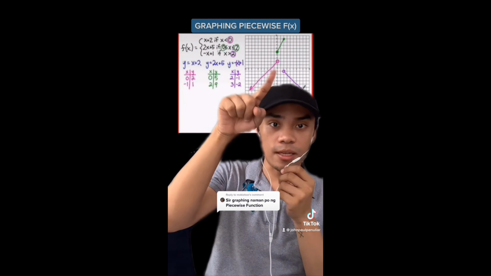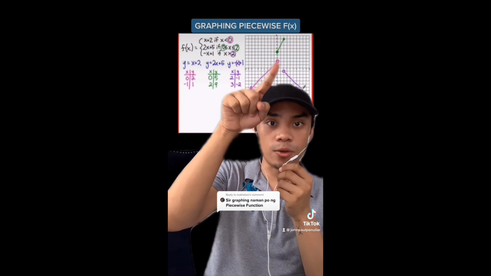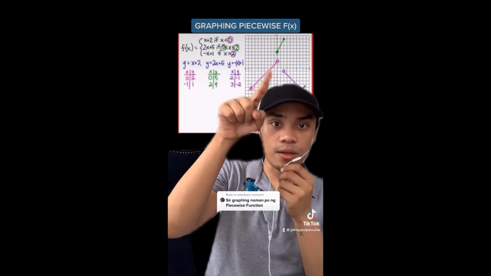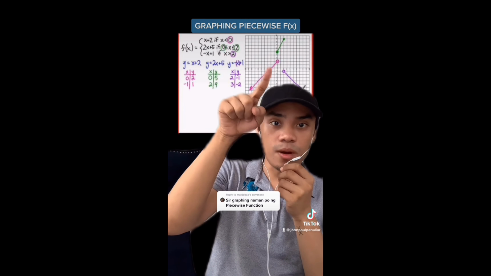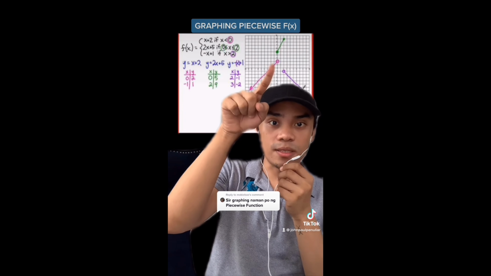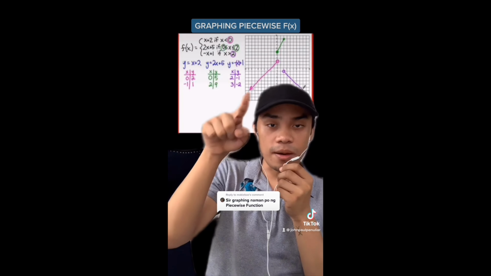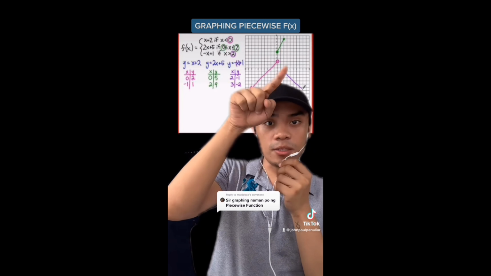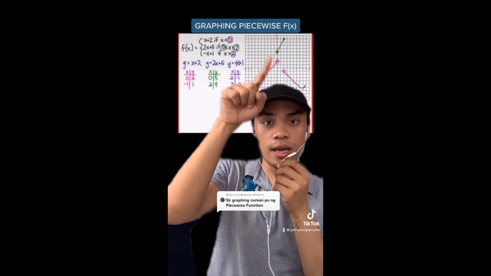So, if we plot that here, 0, 2, it's this one. And then, negative 1, 1, negative 1, positive 1 somewhere here. So, you just connect those, so you'll have a line like this. And then, as you can notice, this is a hollow circle.